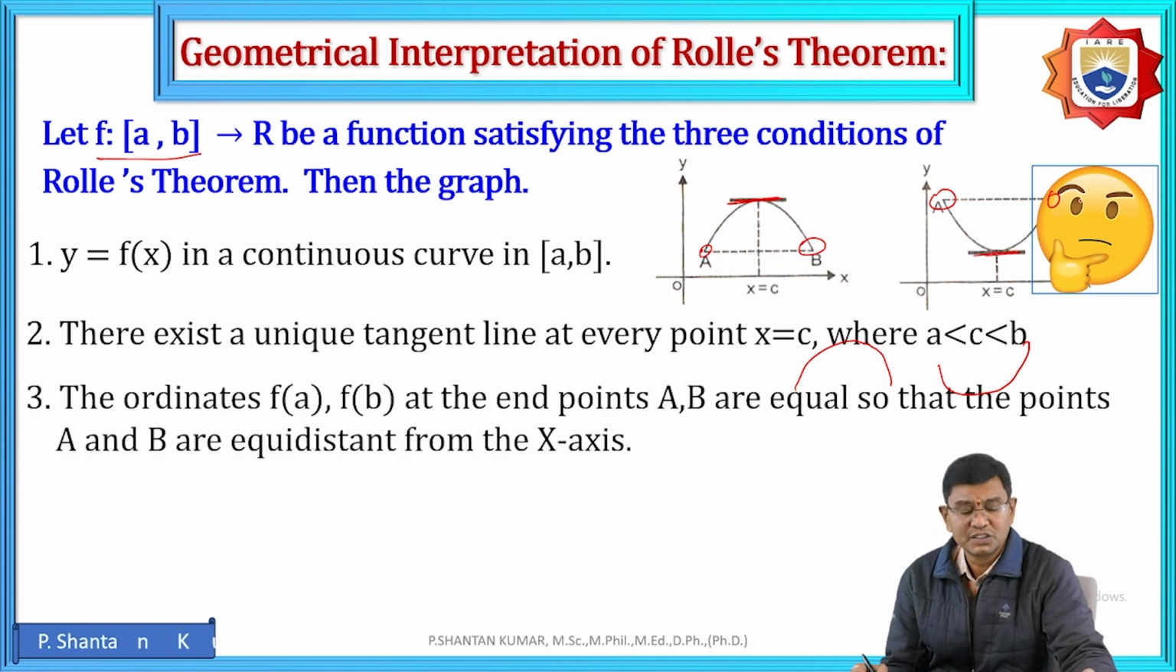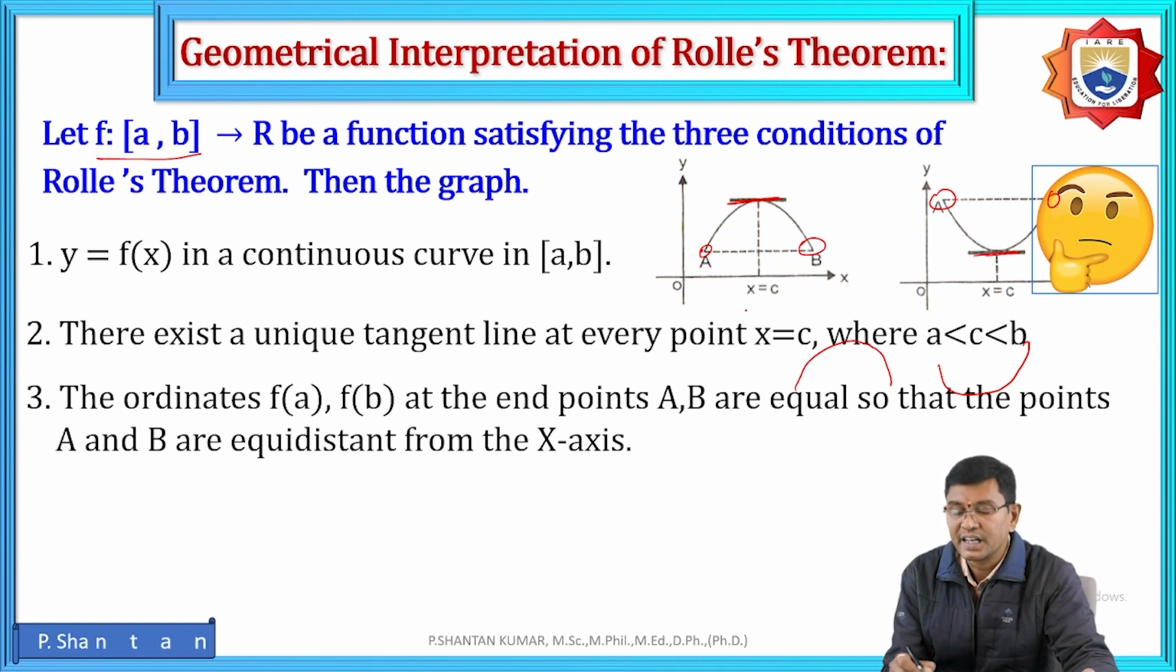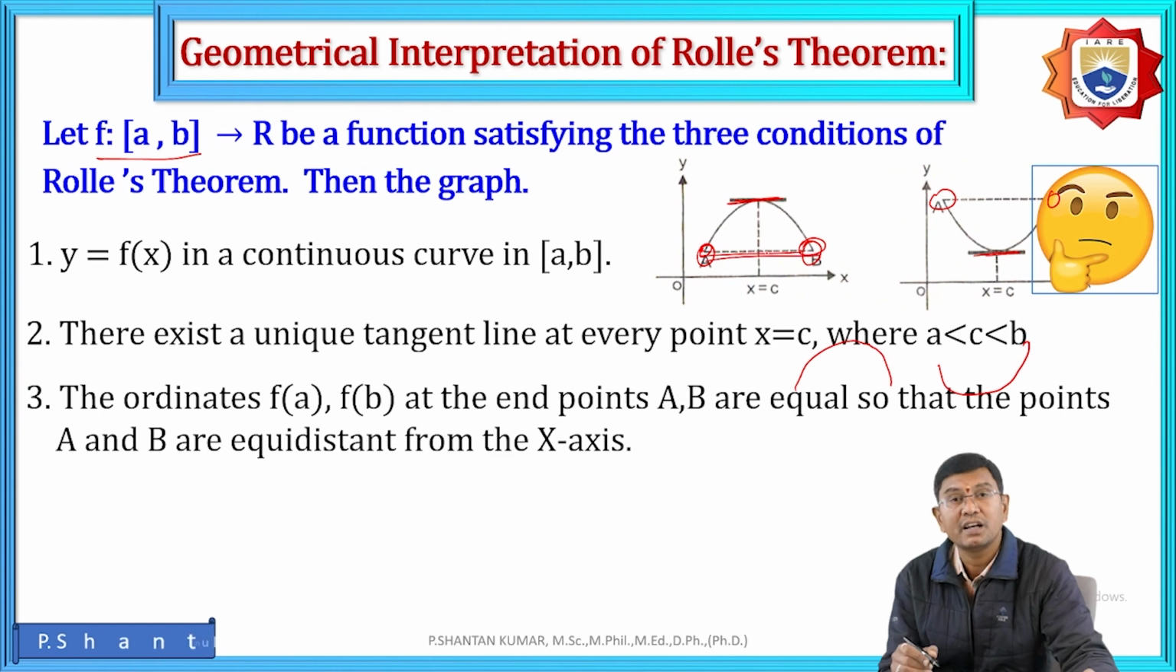And the third condition: f of a is equal to f of b, at the end points a comma b they are equal. That means here it is f of a, and here f of b, both are equal.